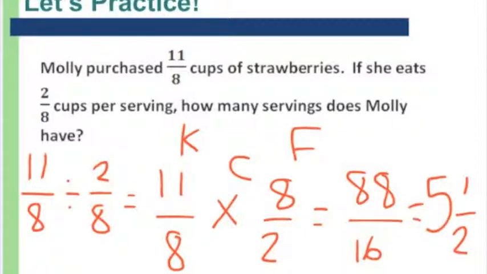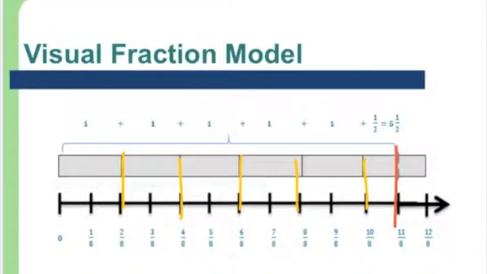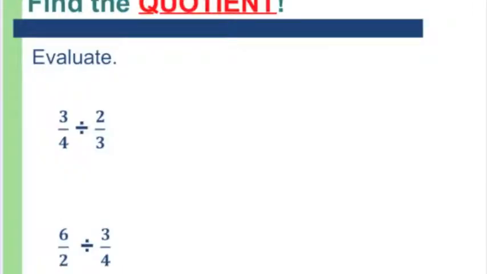Let's take a look at what this looks like in visual model form. Here we have 11/8 represented, and because we are looking for 2/8 serving, our numbers are divided into 2 sections each, as shown. If you were to add up each whole and then the half that's left over here, you would get 5 and 1/2.